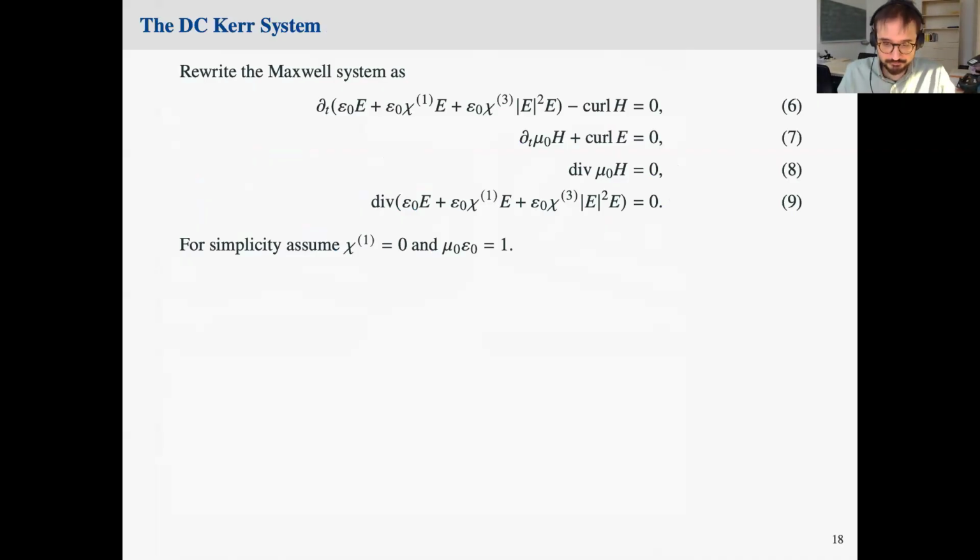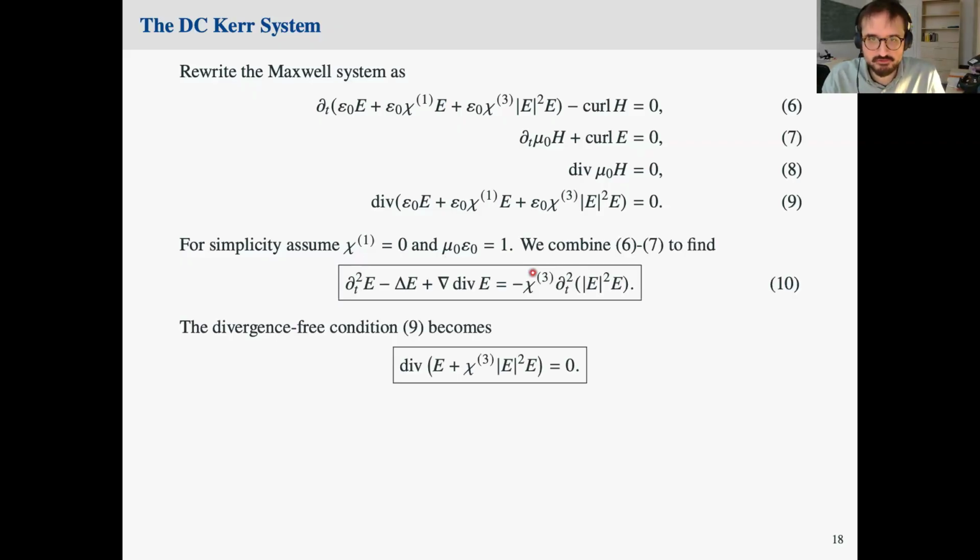Now we can go about looking at the mathematical analysis. So we had these Maxwell equations with constitutive equations. We put all of them together, and we're going to make a simplifying assumption that the first order of the polarization is zero. That makes the computations easier. We don't expect that it changes them in any very meaningful way.